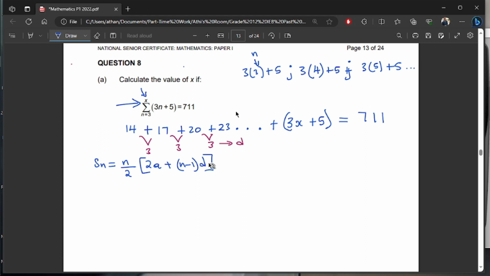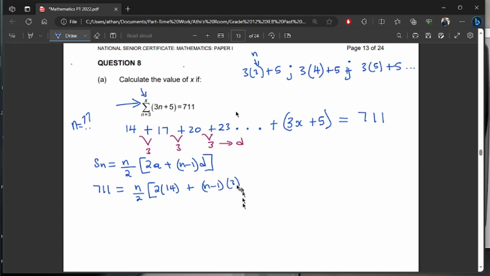Now guys, whatever I'm doing must lead me to the value of x. Firstly, I don't know the number of terms in this series, so I'm going to try and find the number of terms. The value when you add all these terms is 711. Where I see Sn, I put 711. I'm looking for n, then open bracket, 2 times a, where a is the first term, 14, plus (n minus 1) times the difference, which is 3.